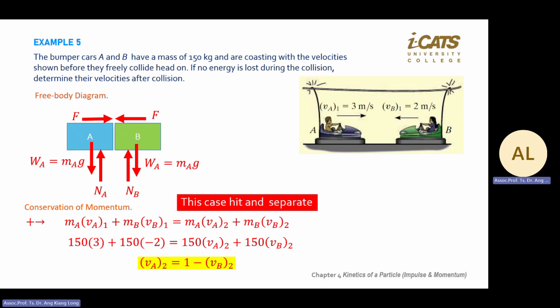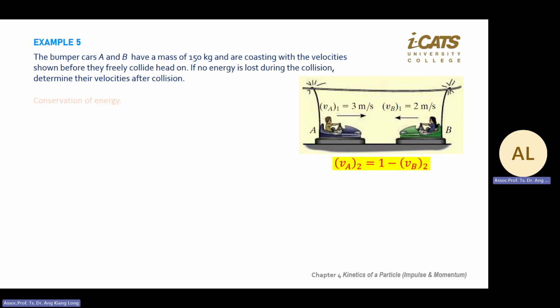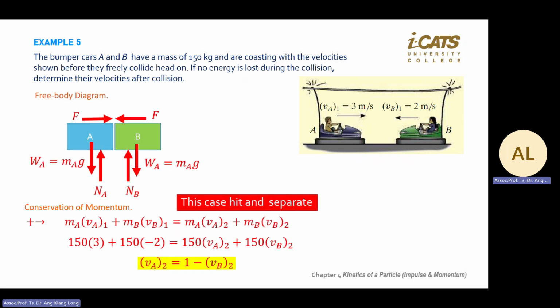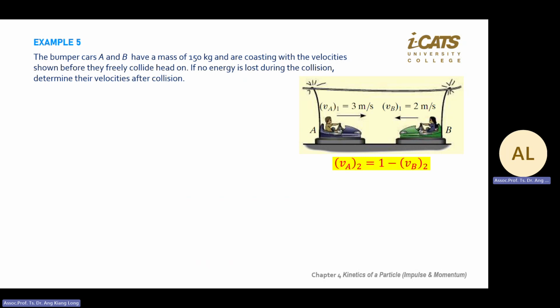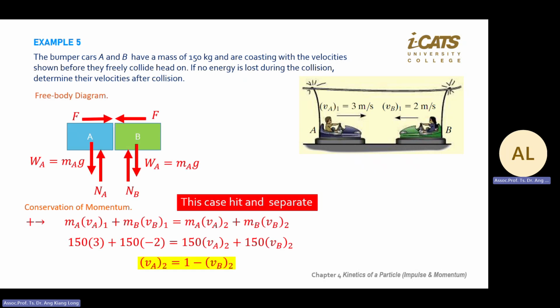Okay, we have one equation, two unknowns. We haven't finished the solution. This is conservation of momentum from chapter 4. And you see, if the word energy is there, you can use conservation of energy, because you need one more equation to solve this. Right? Now, there are a few types of energy for dynamics.